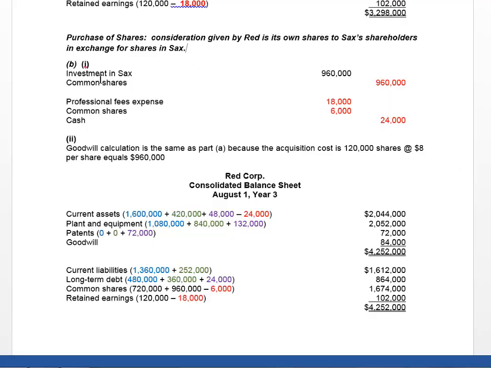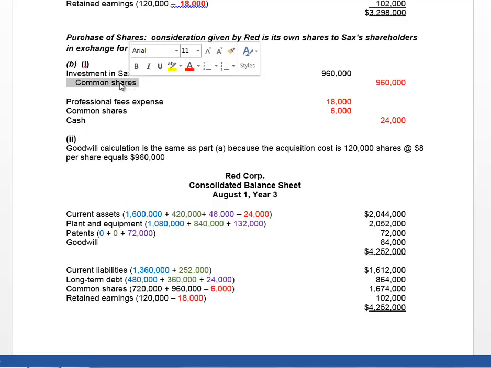Okay? So when the investment is happening, we're going to debit the investment in Saks for the value of the investment. But notice, different than Part A, here we're going to be crediting common shares. And the common shares that we're crediting are 960,000. So these are Red's shares that they are going to issue to the shareholders of Saks.